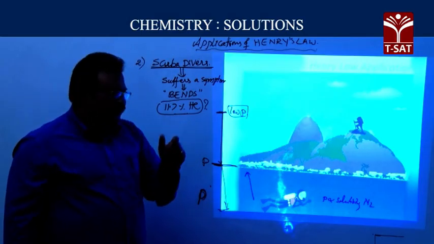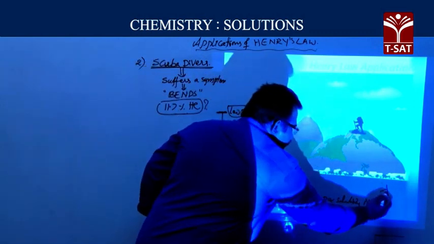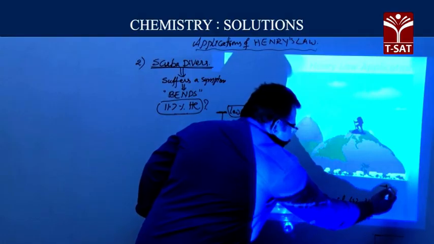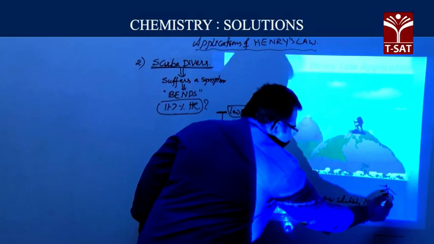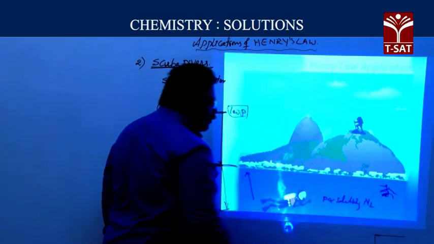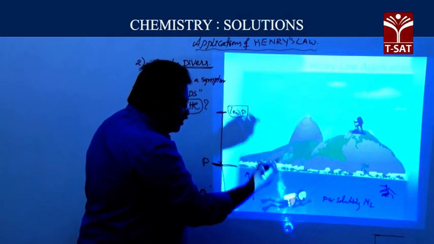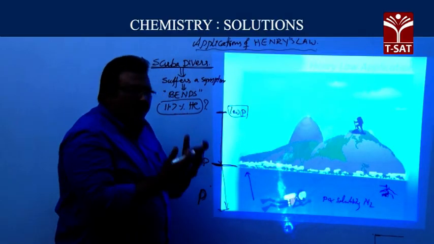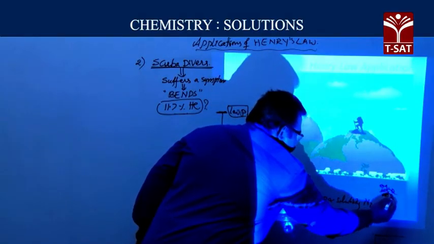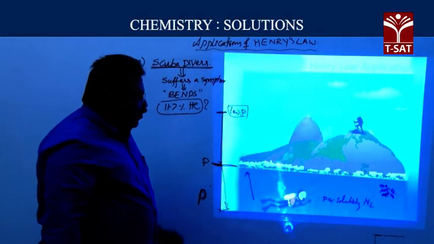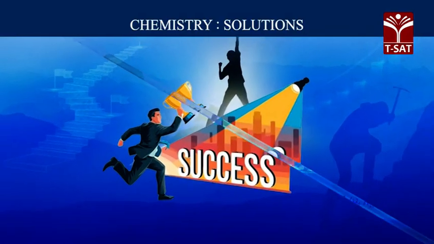as bubbles, and suppose this is the blood vessel of a human being. When he moves down, more nitrogen is soluble in the blood. When he moves up, whatever nitrogen and oxygen are soluble in the blood come out in the form of bubbles. So, bubbles are formed in the blood vessels and they block the capillary action of the blood vessels.